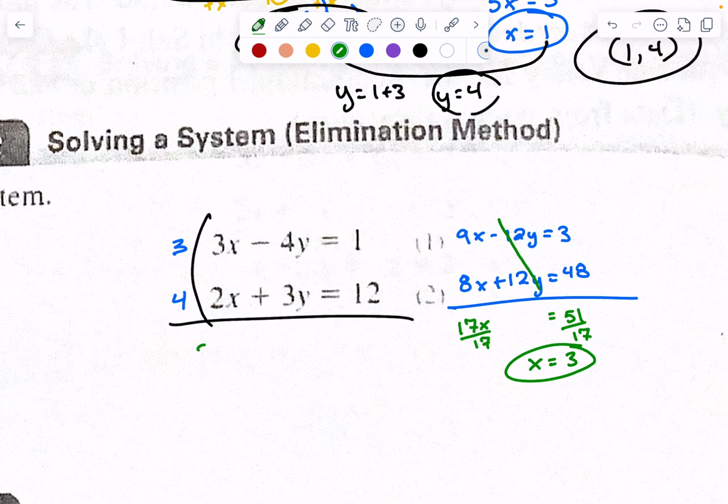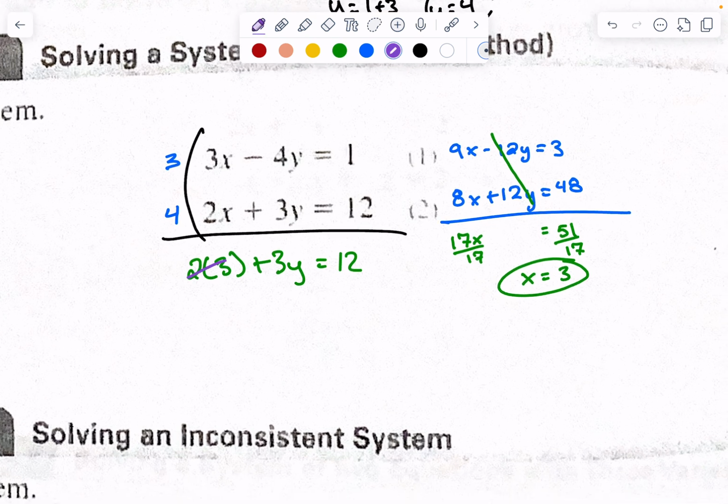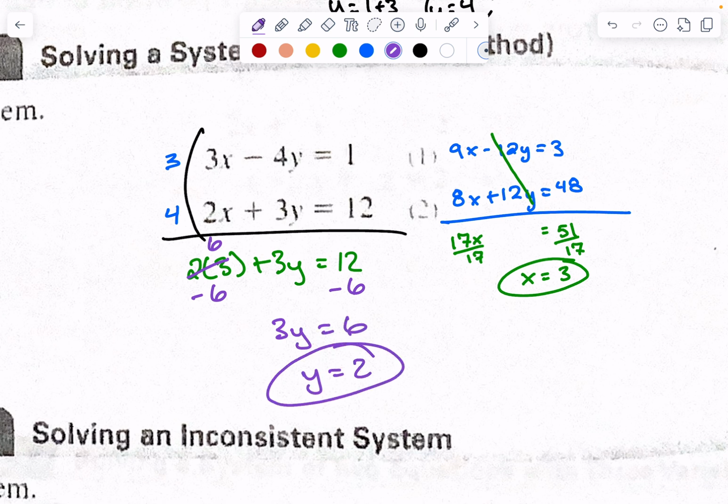I like it. 2 times 3 plus 3y equals 12. Okay, 2 times 3 is 6. If I subtract that 6 over, I get 3y equals 6. So y equals 2. And so 3 comma 2 is going to be your place where those two linear functions are going to cross each other. Using elimination, same thing.